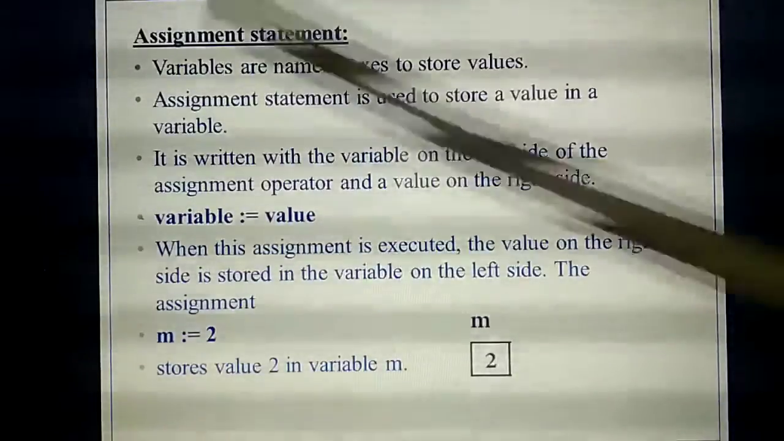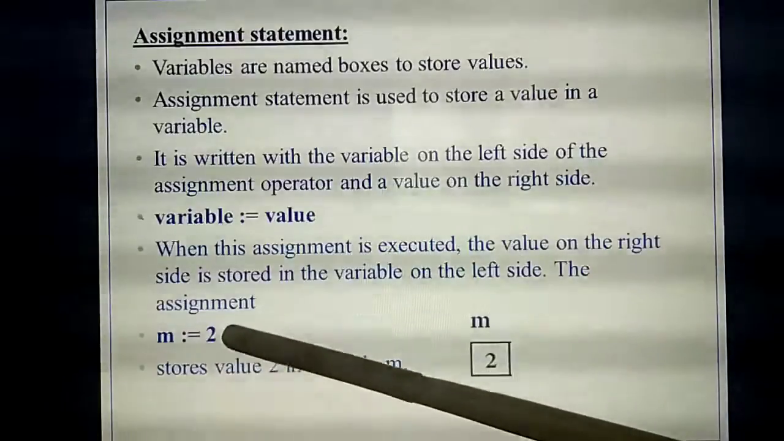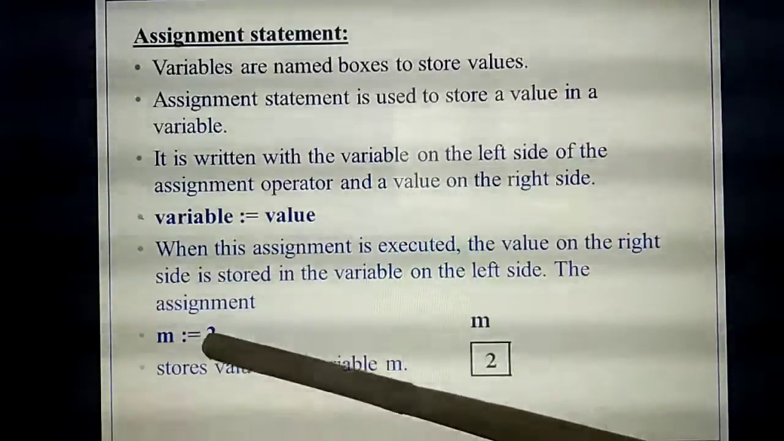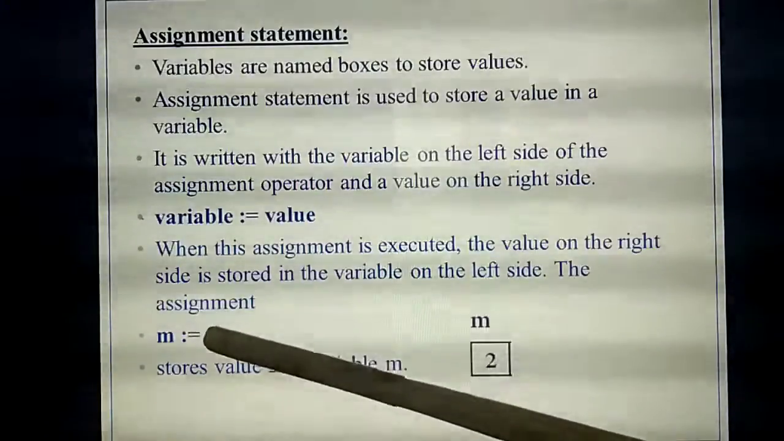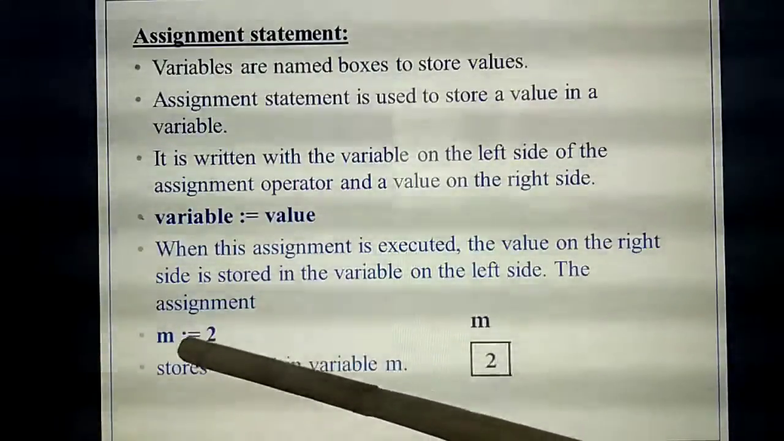Understand? One example they have given is M equal to 2. What's the meaning of that? The value 2 is stored in the variable M.